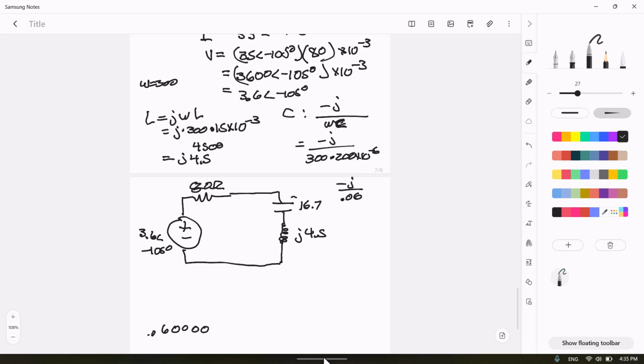16.667, so minus 16.67 J. Engineers put the J in front, mathematicians put the I at the back of the number, and I go back and forth. So you'll see me sometimes put the J in front and sometimes at the end of the number. It doesn't really make any difference.